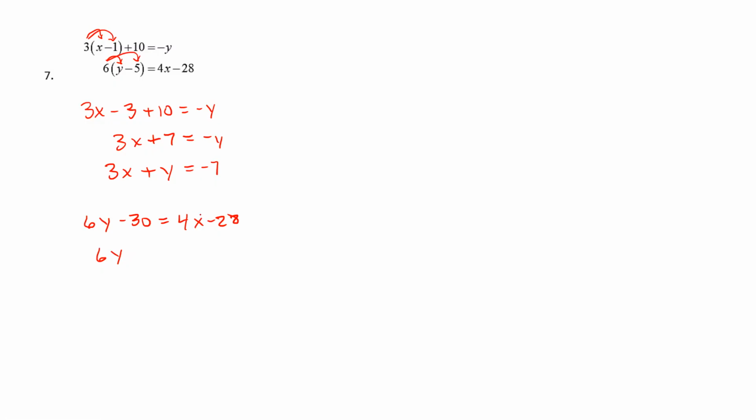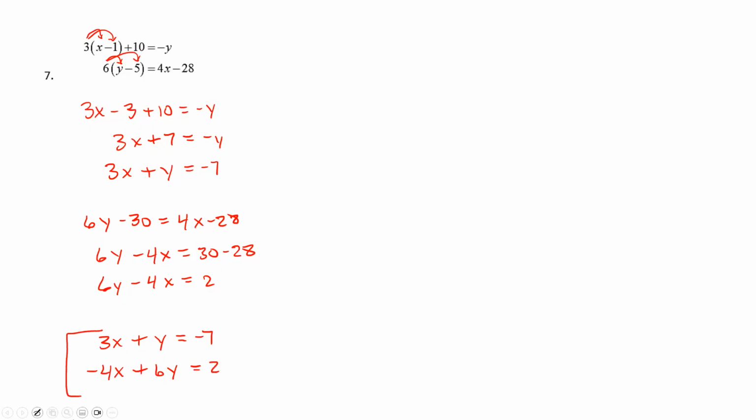If we move the 4x to the left, we get negative 4x, and then 30 minus 28. So 6y minus 4x equals 2. Okay. So our system now is going to be 3x plus y equals negative 7, and negative 4x plus 6y equals 2.